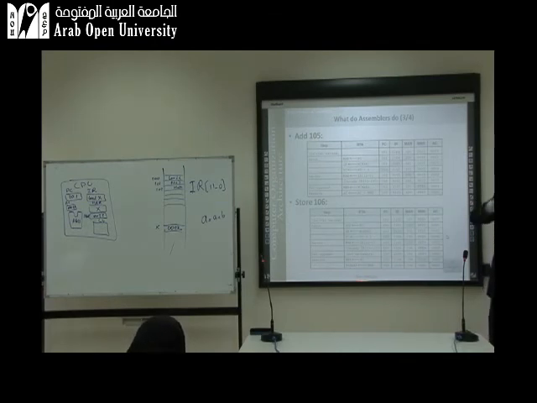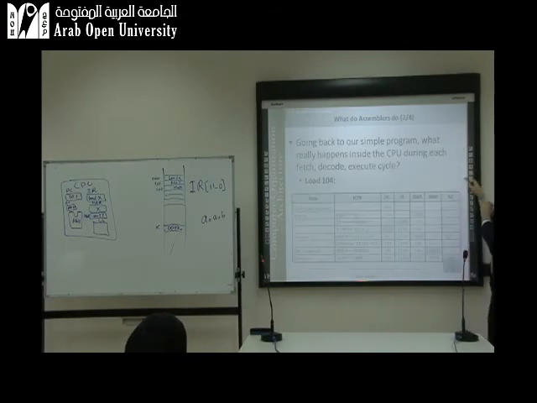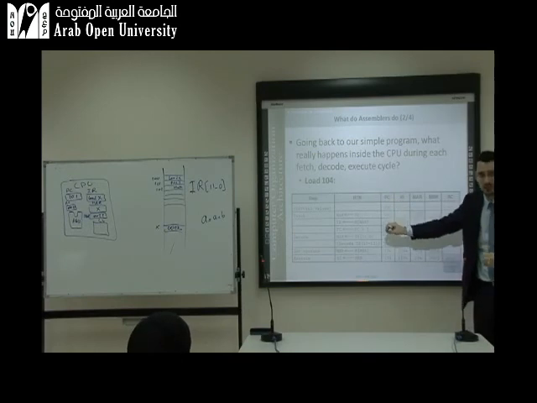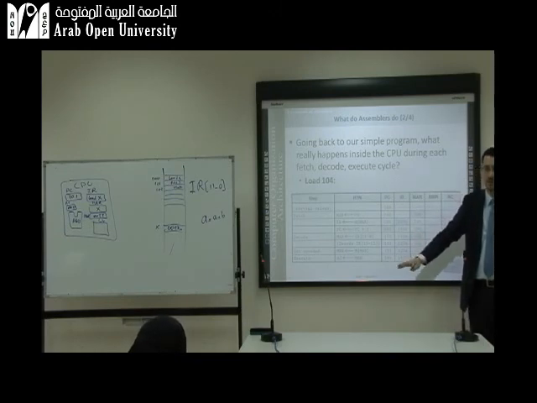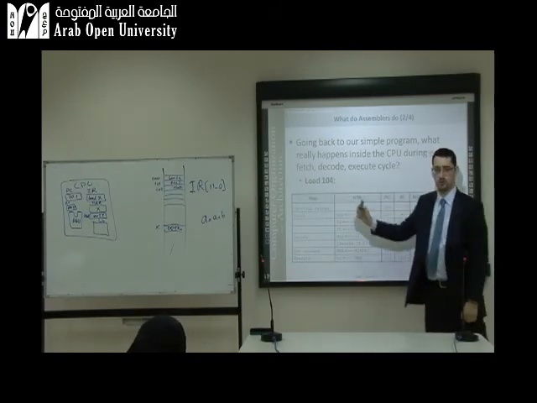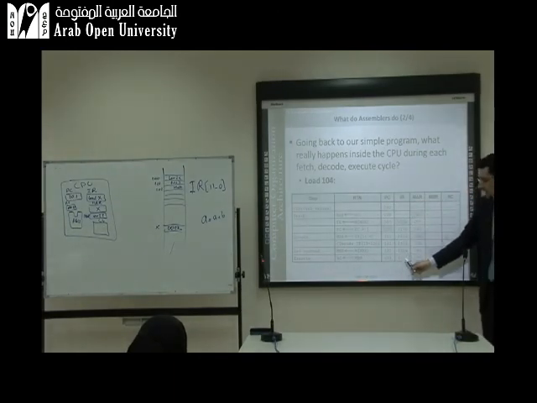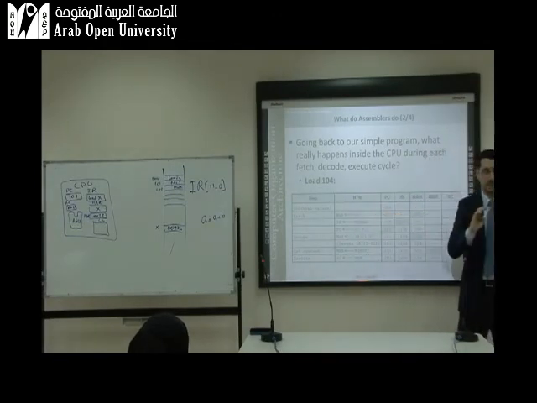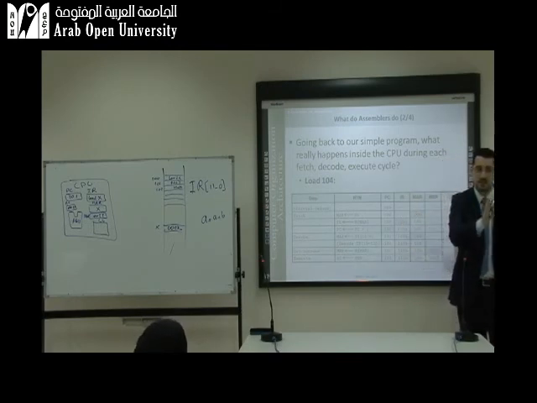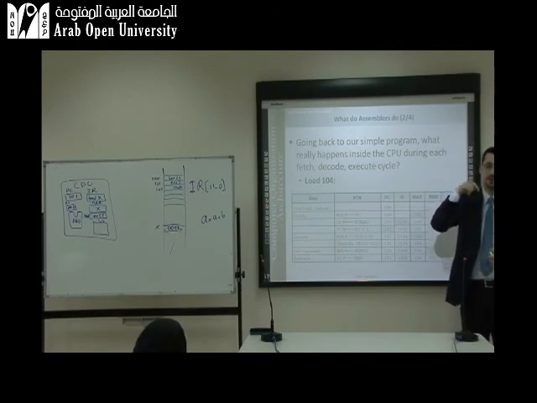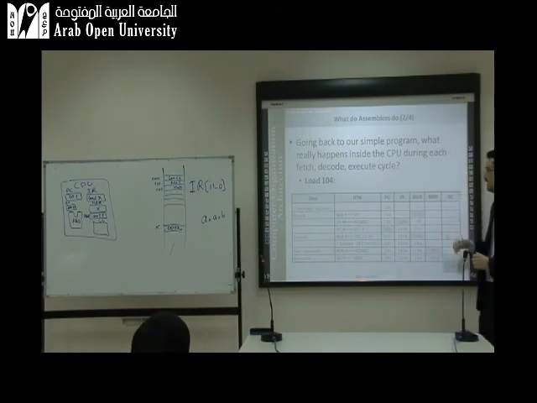For instance, here we fetched, decoded, and executed load 104. So what do you expect we have inside the instruction register at the end of the fetch, decode, execute? It's load 104. So in the instruction register, you will find at the end of the execution 1104: 1 is the opcode of load, and 104 is the address. So don't think that going from one cycle to another, all registers will be cleared. No. They contain the previous content until it is changed in the next fetch, decode, execute cycle.